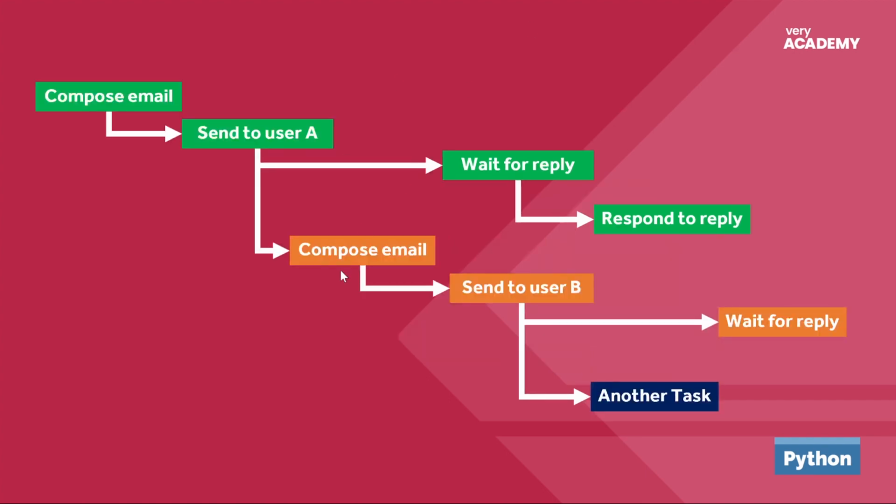So you're probably going to tackle the task like this. You're going to compose an email, you're going to send it to user A, and then you're just going to wait for a reply. And then in the meantime, you're going to compose the second email and then send that to user B and then wait and reply whenever you get the reply and then start another task and so on. So that seems like a much more efficient way of managing your time.